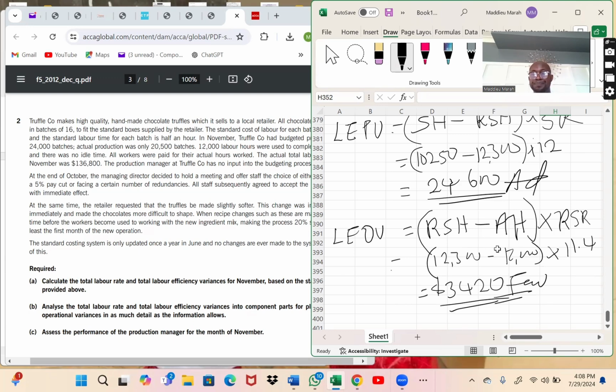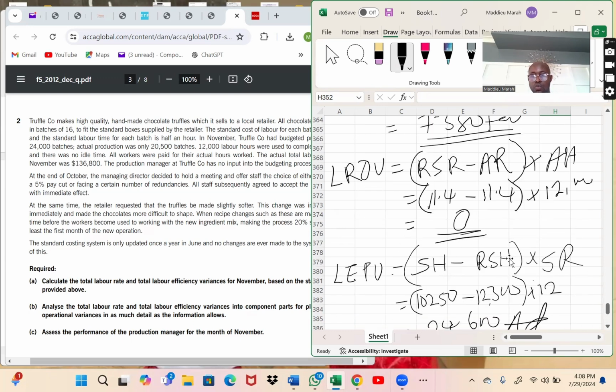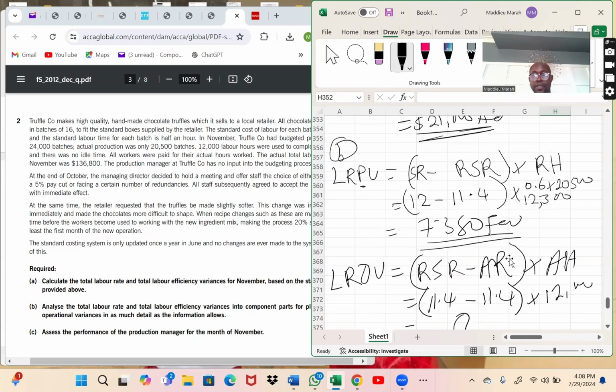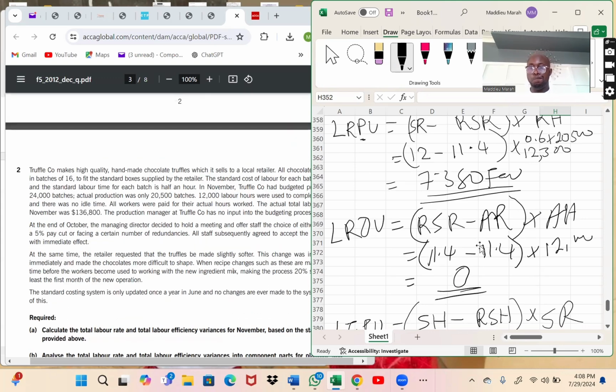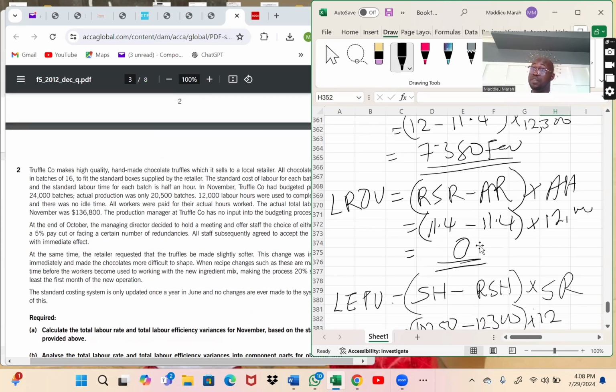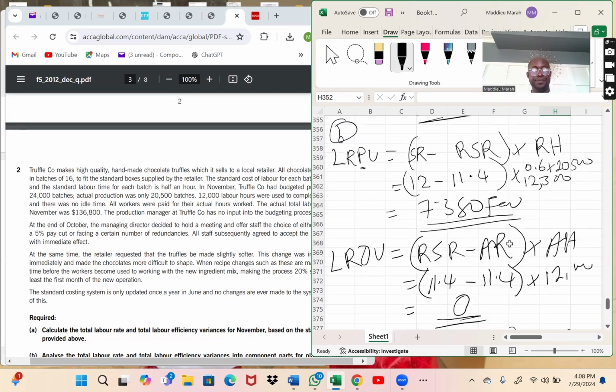Any question? So we are done with this variance, and we have to analyze the variance now. The same analysis for the previous one continues.